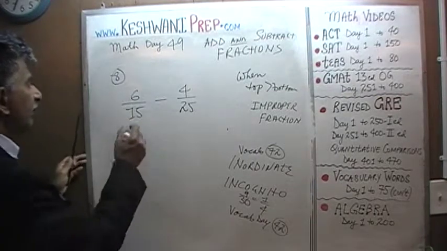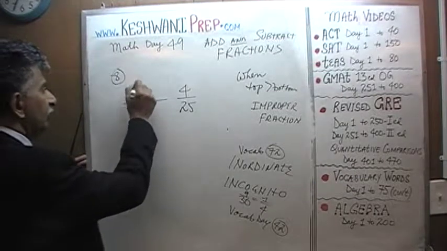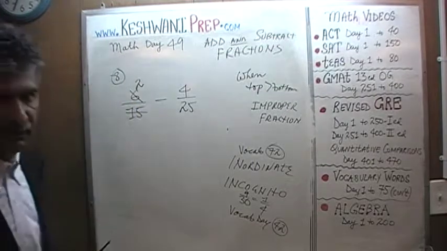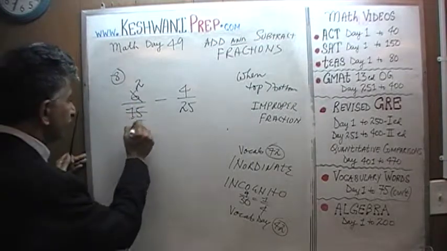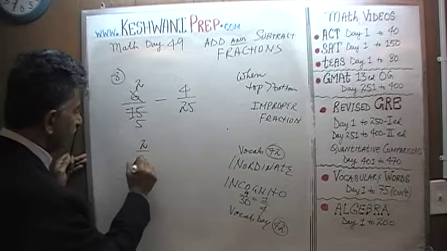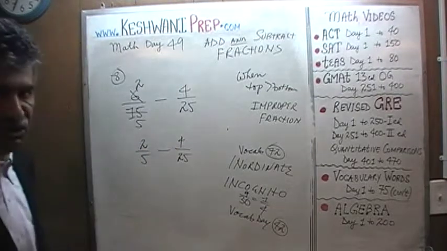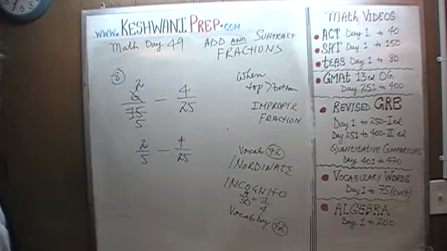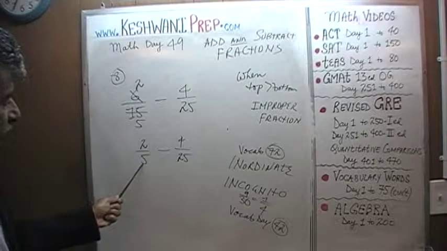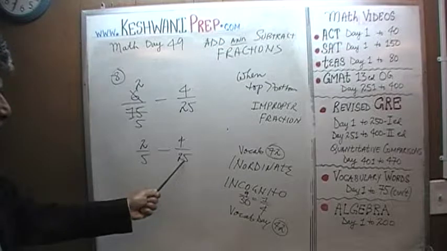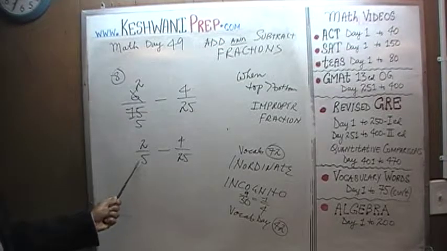If we divide top and bottom by 3, 6 has 2 3's and 15 has how many 3's? 15 has 5 3's. So it ends up at 2/5 minus 4/25. And that is much easier scenario to deal with than what we were given in the beginning. All we have to do is convert this into 25 and we are done. We have a 25 here. How do we convert 5 into a 25?